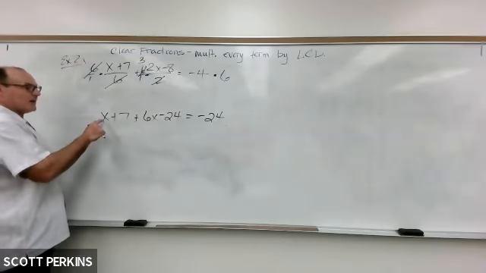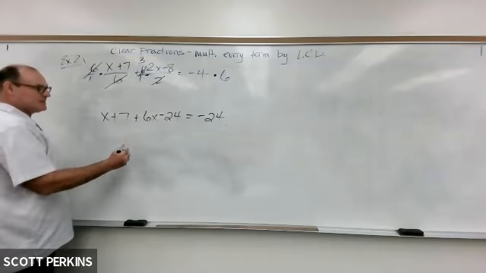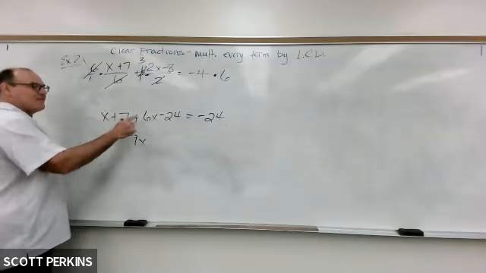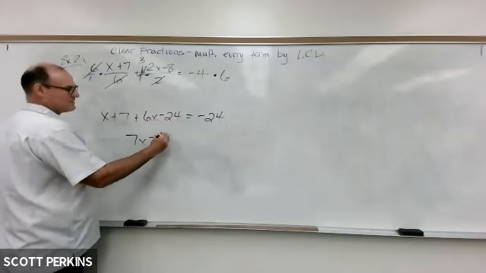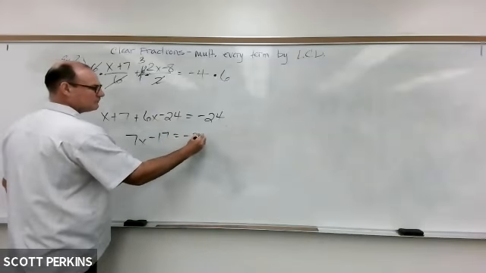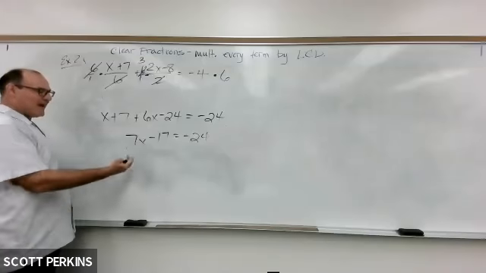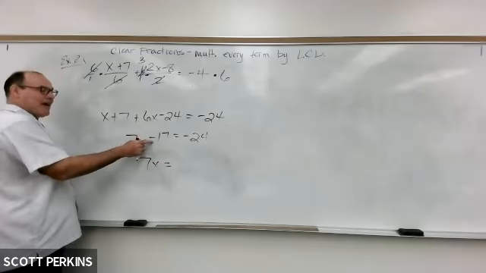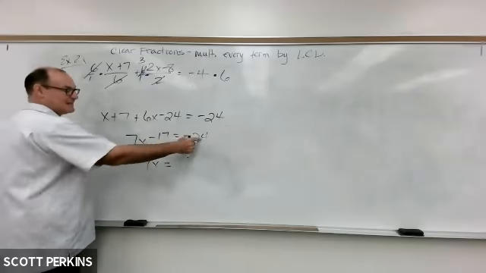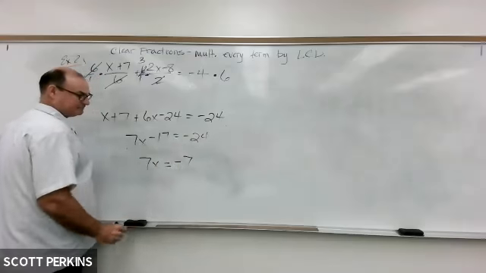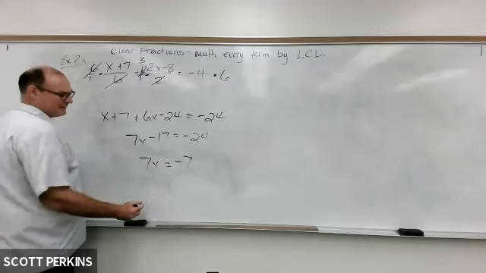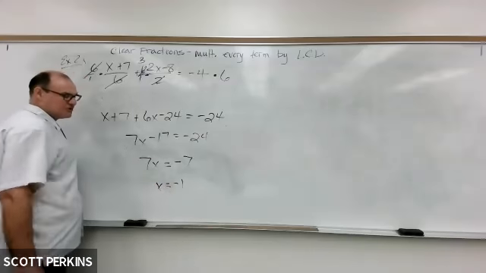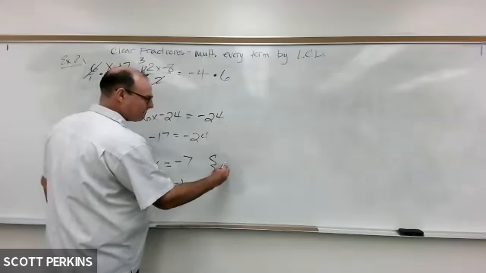I'm going to finish this up real quick, collecting my like terms. X plus 6x is 7x. 7 minus 24 is negative 17. My x's are already on the same side, so I'm just going to write 7x, and then I'm going to add the 17 to both sides. When I add 17, I get negative 7, and divide, my solution set is negative 1.